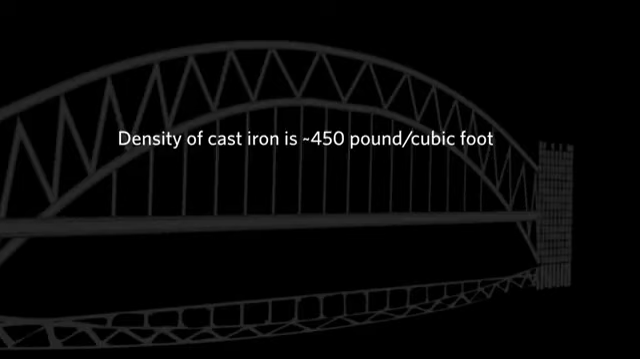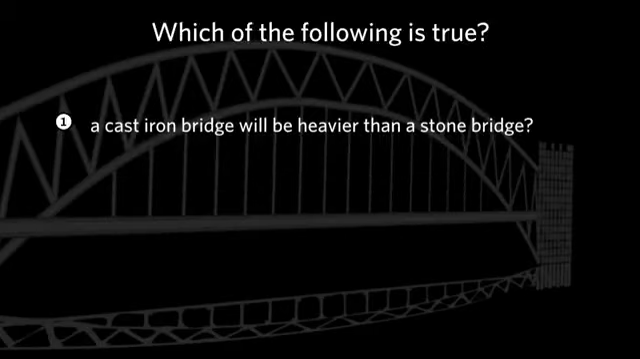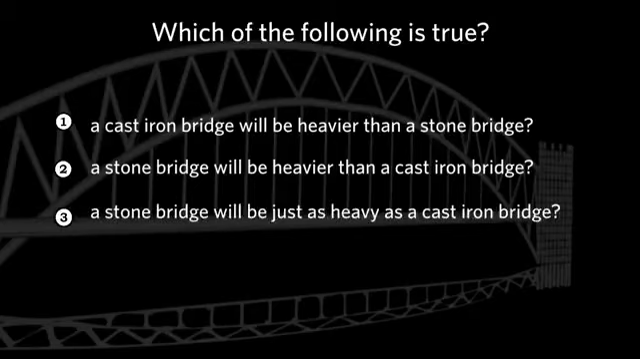Next, we're going to look at the social aspect of these British metal forms, but before we go there, I have a question for you. The density of cast iron is about 450 pounds per cubic foot, and the density of stone is about 150 pounds per cubic foot. So which of the following is true? 1, a cast iron bridge will be heavier than a stone bridge. 2, a stone bridge will be heavier than the cast iron bridge. Or 3, a stone bridge will be just as heavy as a cast iron bridge.